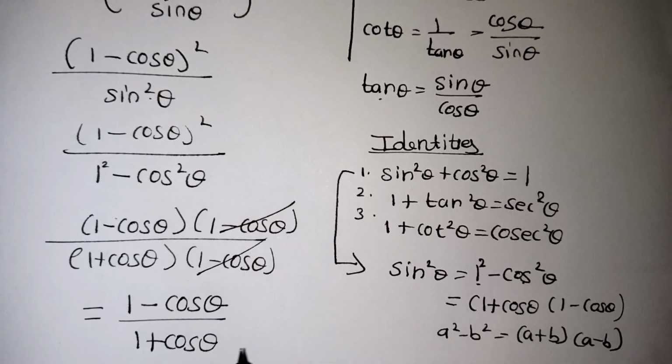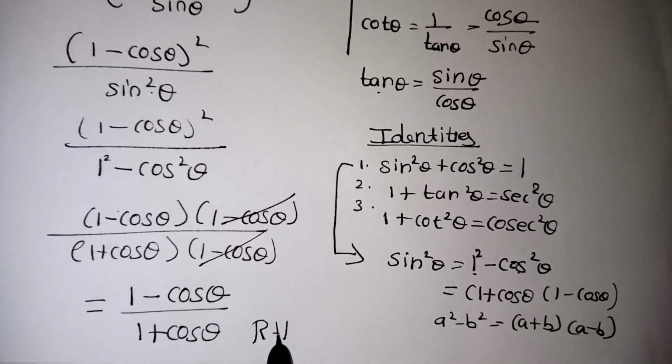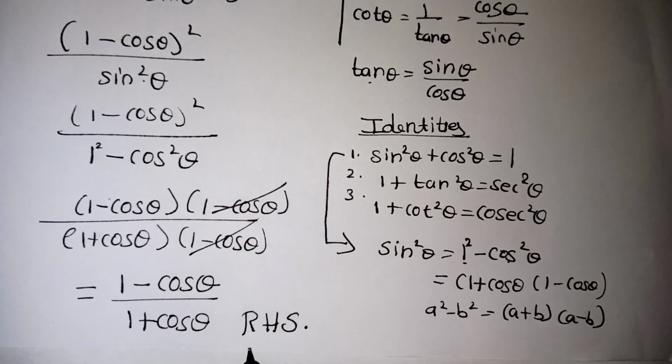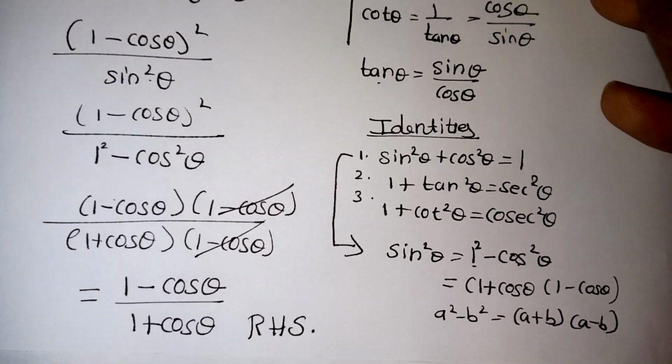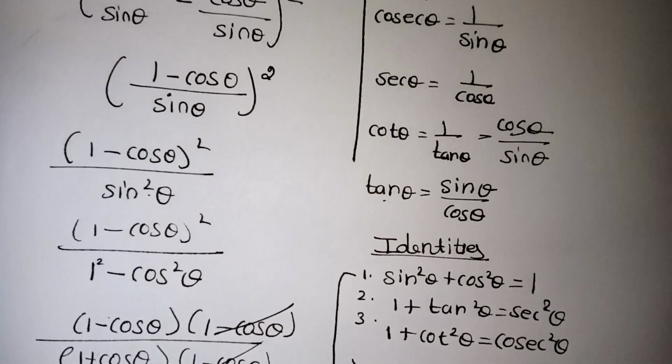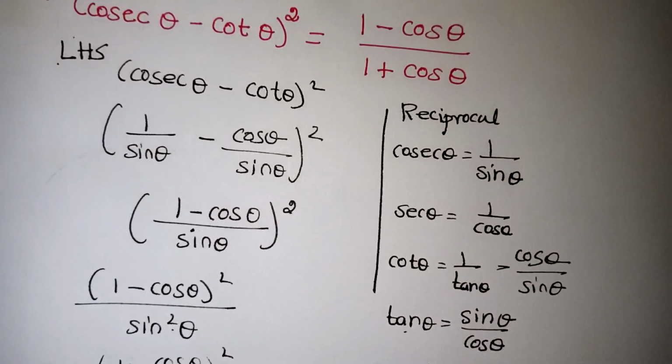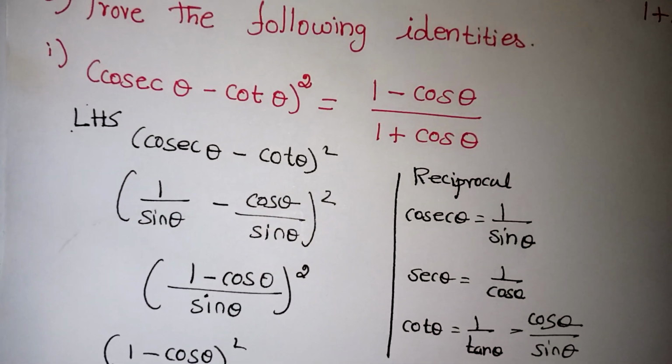So this is the answer given on your right hand side. So we have taken the left hand side to solve, and we are getting the right hand side as the answer. So that is your proof for the given problem. So that's all students, very easy. If you know the reciprocals and identities, you can solve any type of problem.